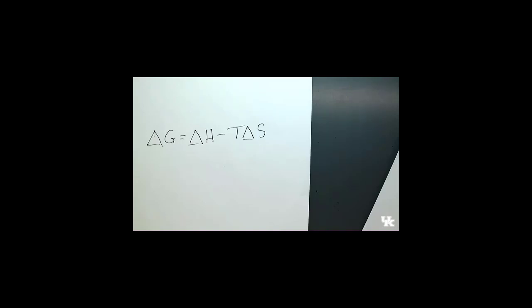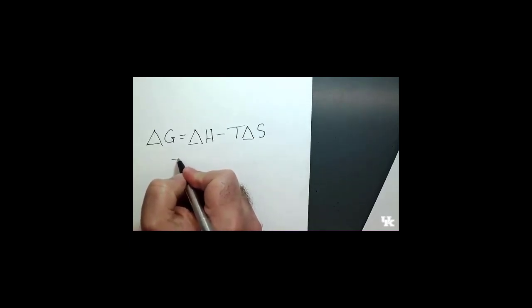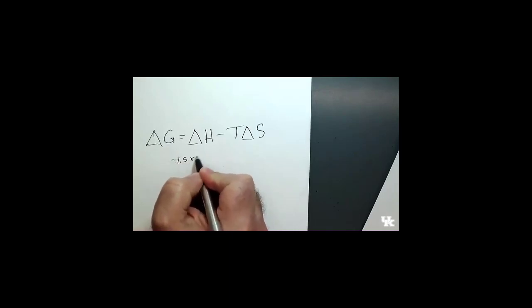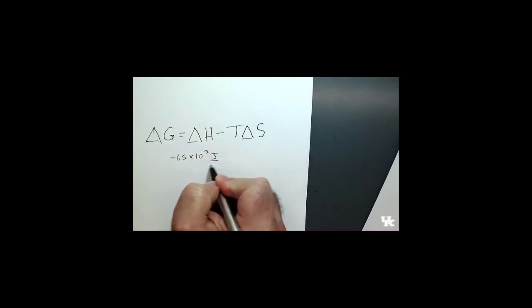All right, so let's see what we have. So here we have negative 1.5 times 10 to the third joules per mole.